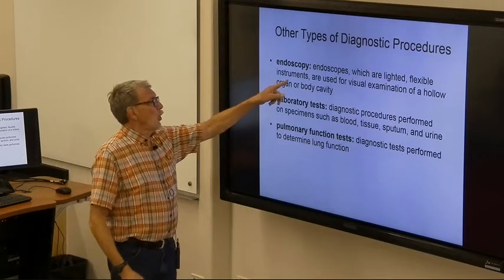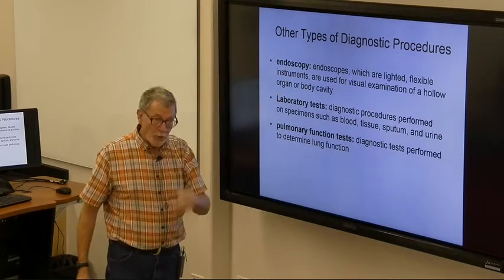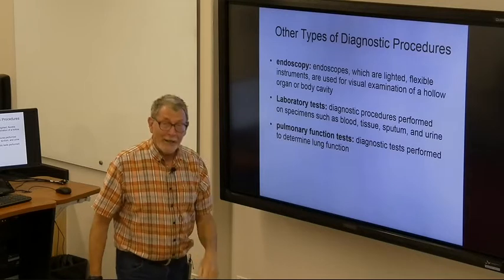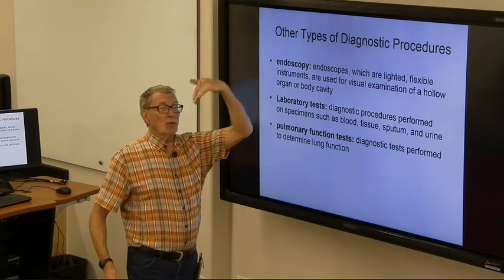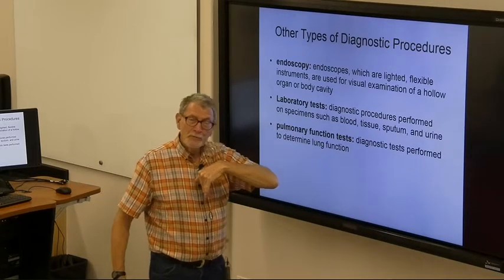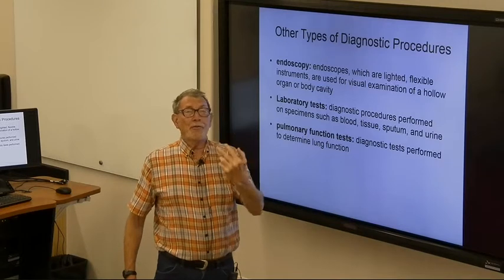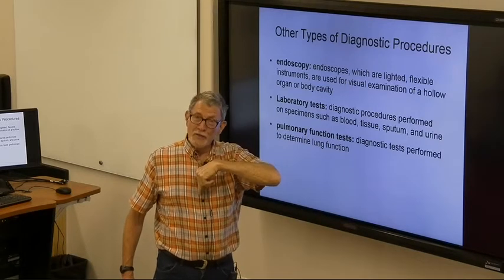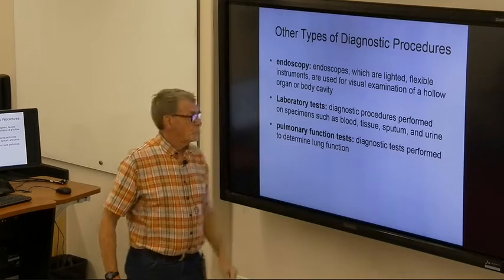An endoscope, a scope is something you look through, so you put it inside and look in it. An endoscope generally goes down from the top, goes through the mouth or through the nose, and you can look in the stomach or you can look in the lungs.